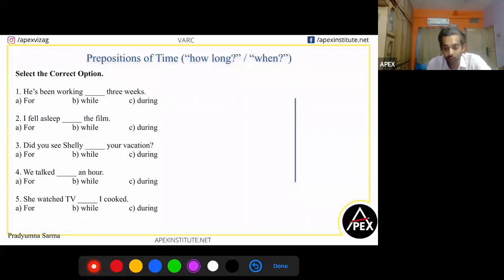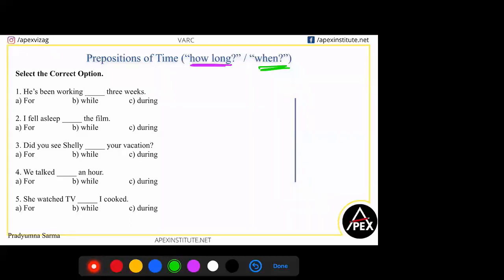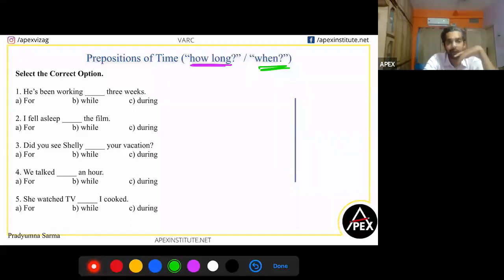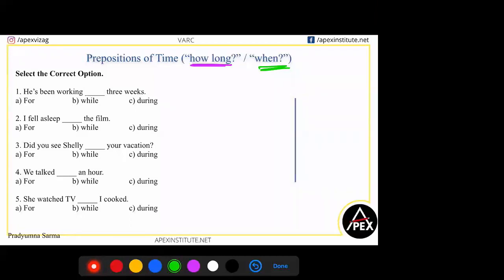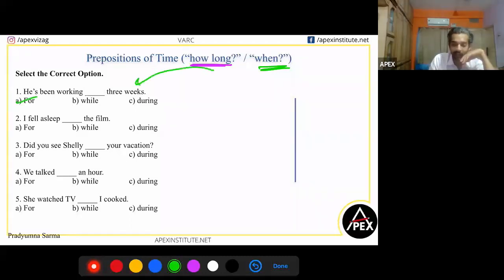Now, the clue is just think: can I think about it in terms of how long it's been happening for, or when it happened? Depending on that, use your options. Okay, come on, tell me, what are the answers? For. Yes, obviously the first answer is for. He has been working for 3 years. Why? Because this is how long, some period of time, correct?